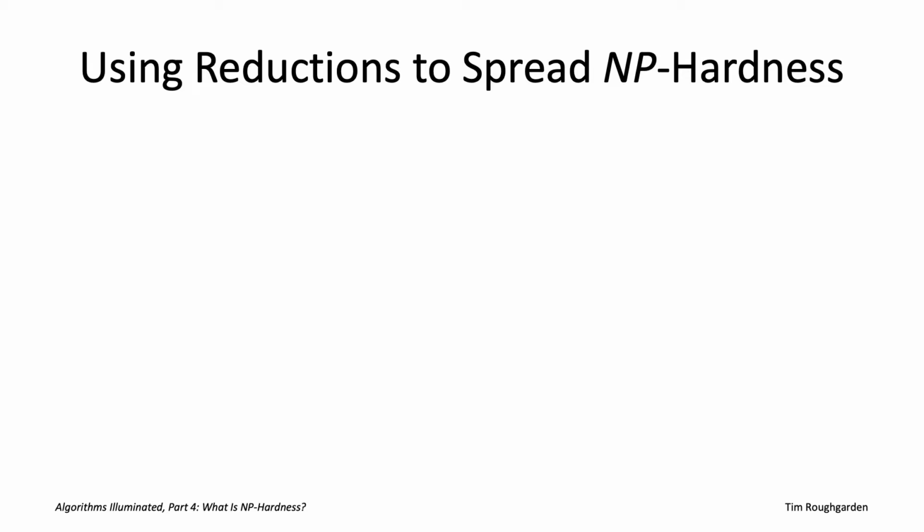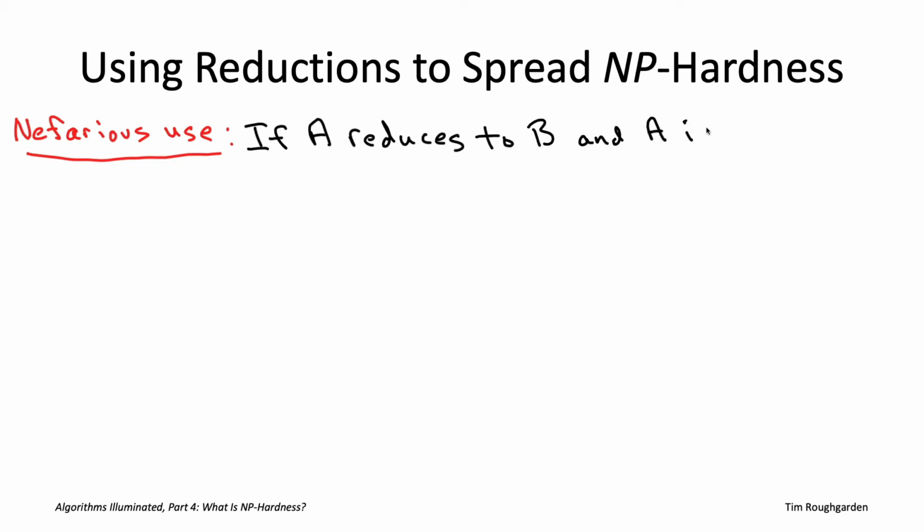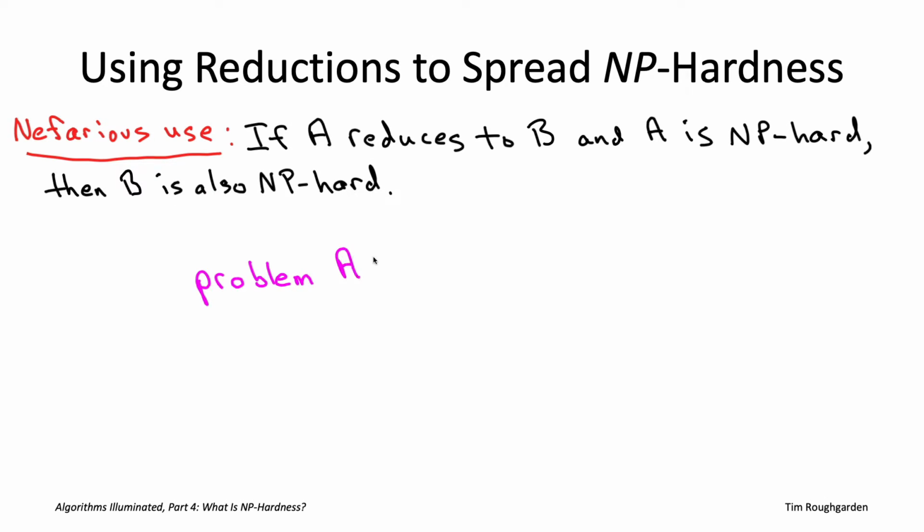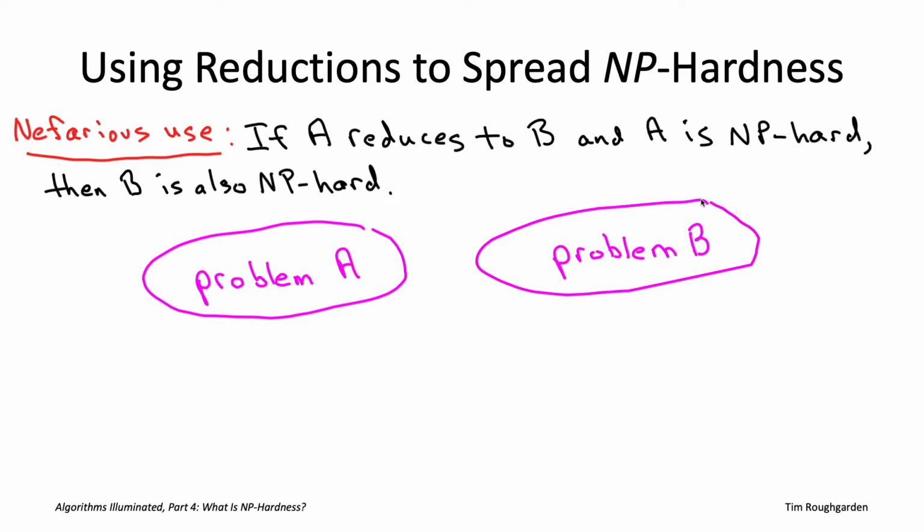The theory of NP-hardness, however, revolves around a much more nefarious use of reductions: to spread intractability, spreading NP-hardness from one problem to another. Now, in contrast to the spread of tractability, the spread of intractability will go in the same direction as the reduction. So if A is NP-hard and reduces to B, B is going to be NP-hard as well. So why is this true? Why is it that a reduction spreads computational intractability, spreads NP-hardness, in the same direction as the reduction?